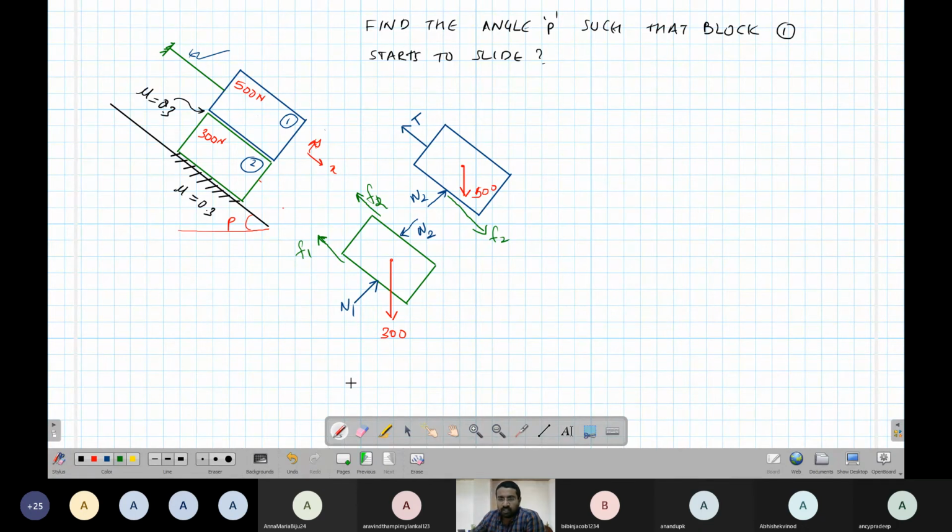Okay, now one thing, a fact we saw earlier, you should use here. That is, this angle, this angle will be alpha.